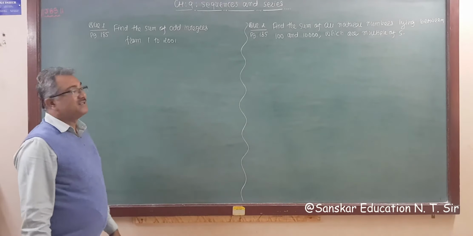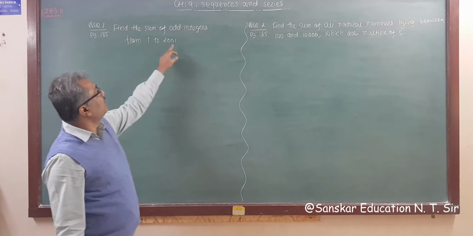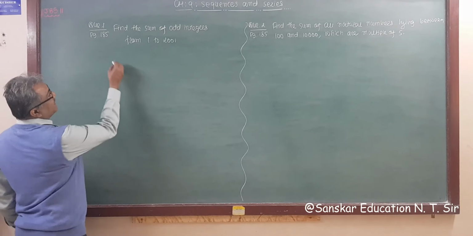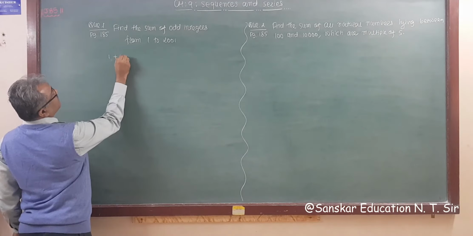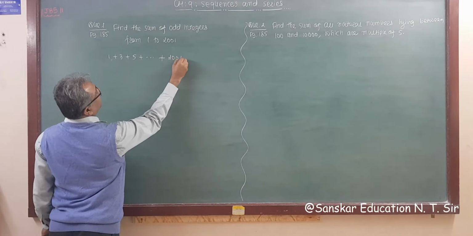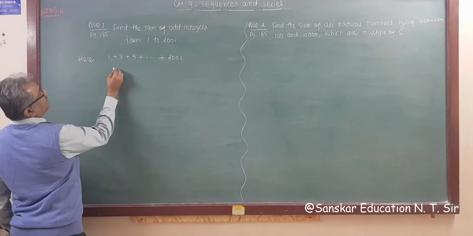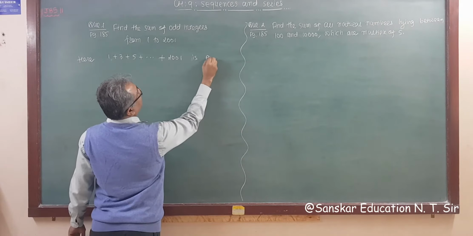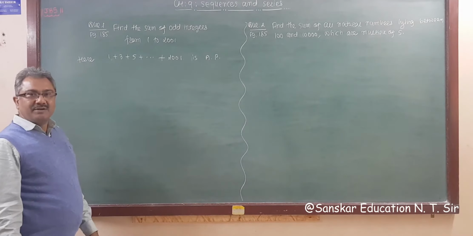Okay, next question is question number 1, page 185. Find the sum of odd integers from 1 to 2001. So sum of odd integers means 1 plus 3 plus 5 plus, and the last term is 2001, which are in AP. So this is the sum of an AP's n terms.